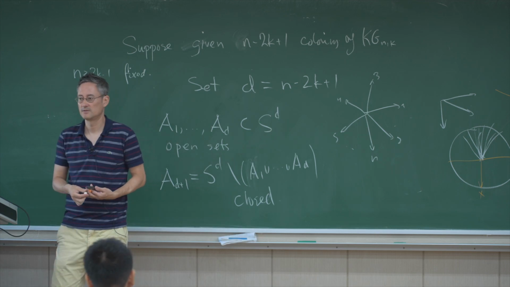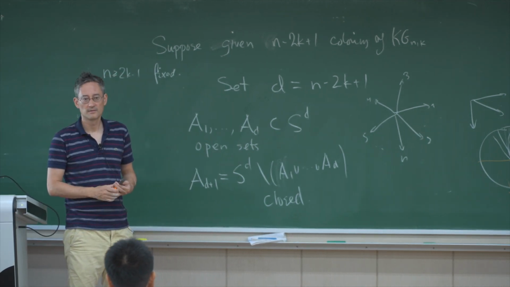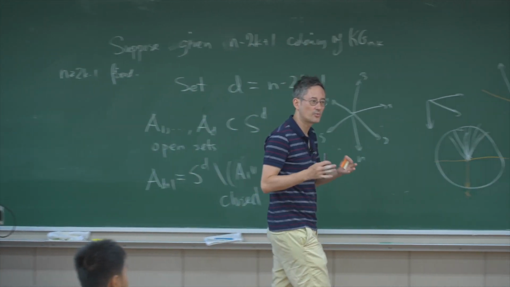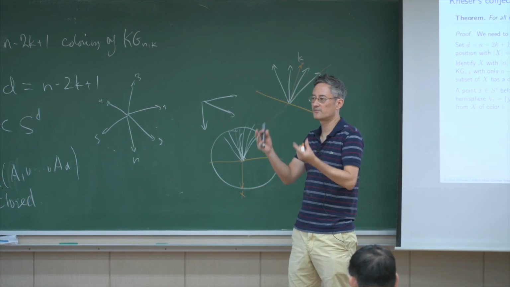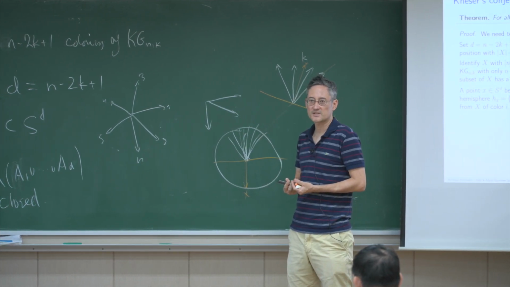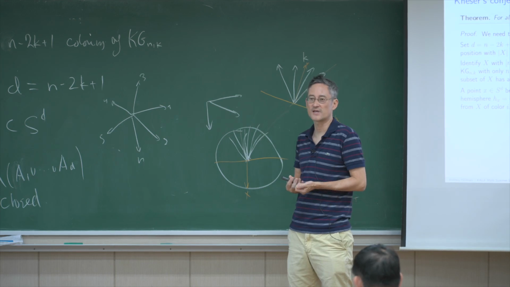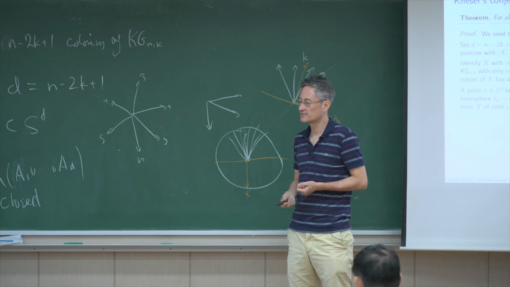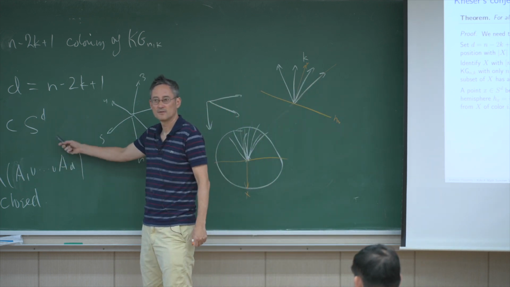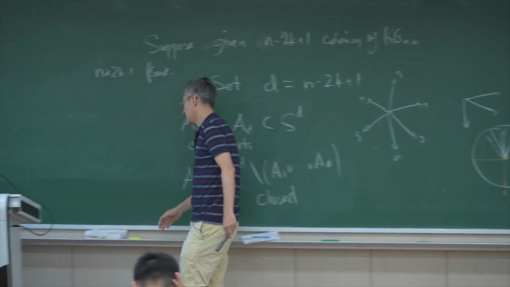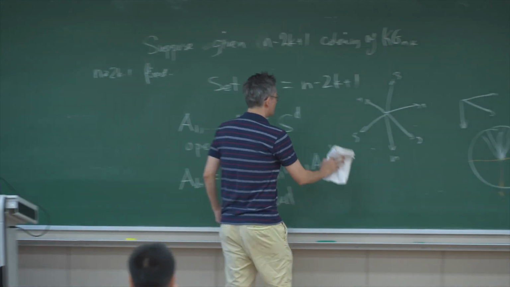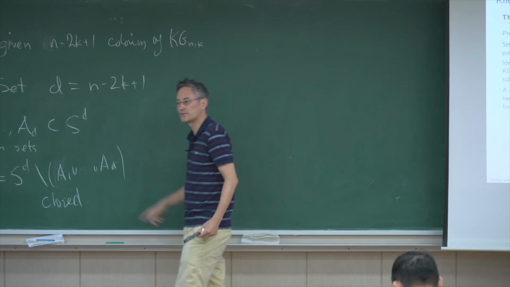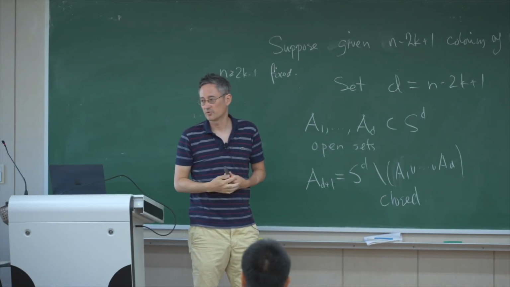So what do I have now? Each set is open or closed. Remember, we had this version of the Borsuk-Ulam theorem, which was covering the sphere by d open sets, or covering the sphere by d plus 1 closed sets, or covering the sphere by d plus 1 sets, each one being open or closed. That's precisely what we have here, right? And that's where the Borsuk-Ulam theorem comes in. What does it now say? It says that one of these sets contains antipodal points.